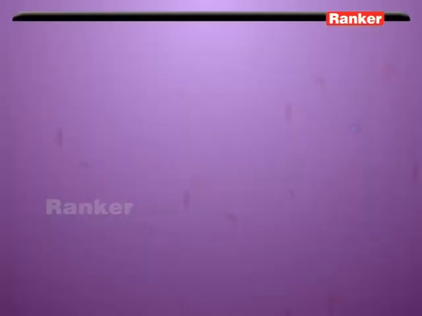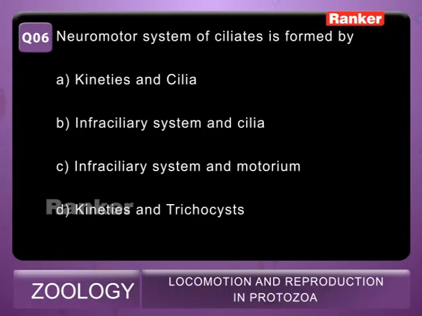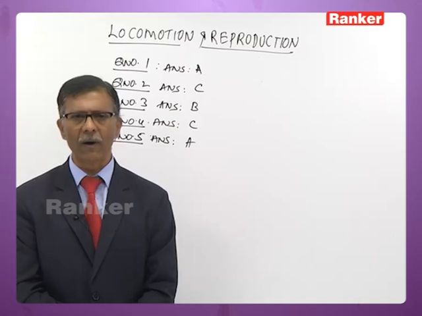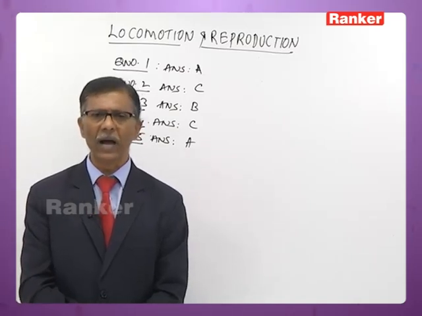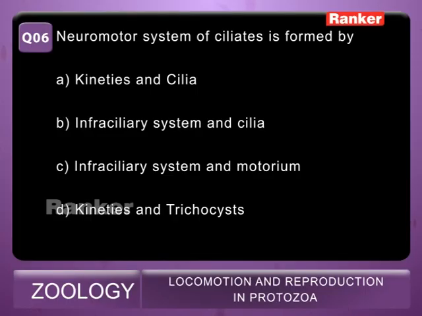Now sixth question here now, neuromotor system in ciliates is formed by A. Kinetics of cilia, B. Infraciliary system, C. Infraciliary system and motorium, D. Kinetics and trichocysts. Neuromotor system in ciliates is formed by both infraciliary system and motorium. So sixth question correct answer is C.